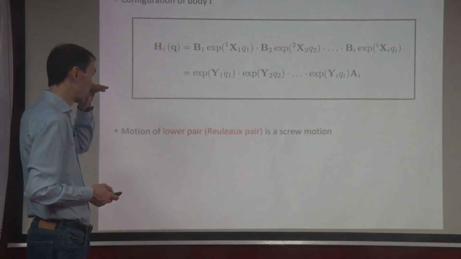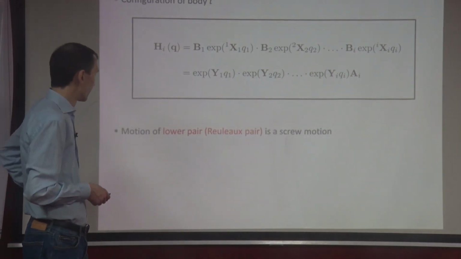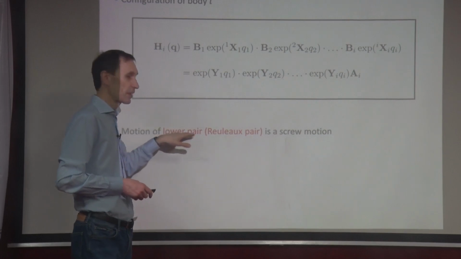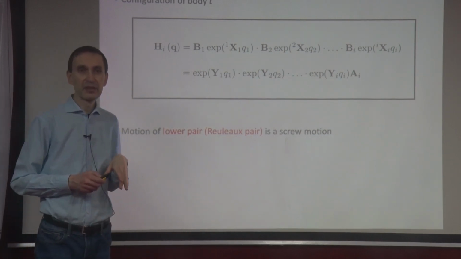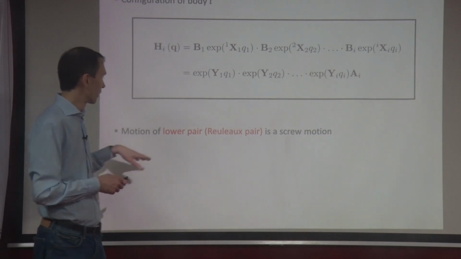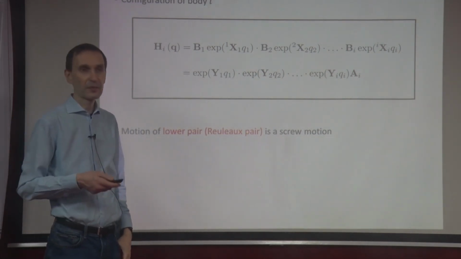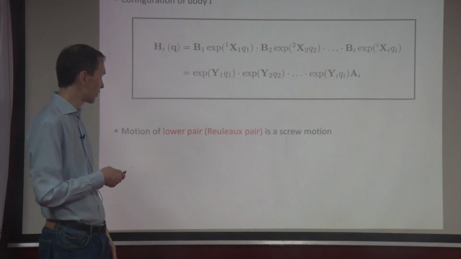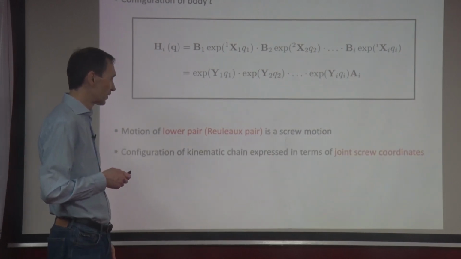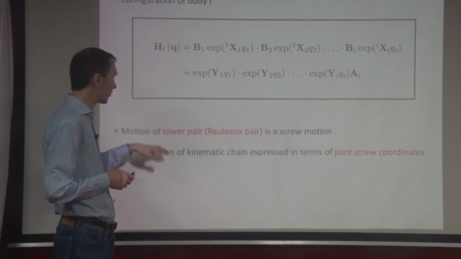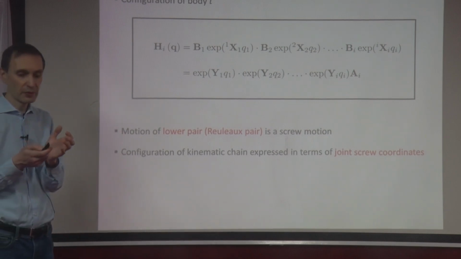And how do you do this? And for which joints does it actually work? There's a name, lower pair joints. I'm not sure if you in mechanical engineering have heard about it. Yes, good. So a lower pair joint is also called a Reuleaux pair. Reuleaux sounds French, but he was a German kinematician. And for all these lower pairs, you can express the joint motion as a screw motion.